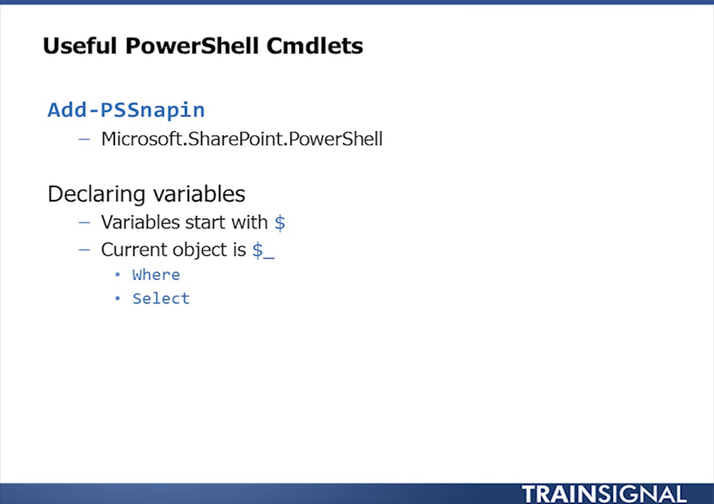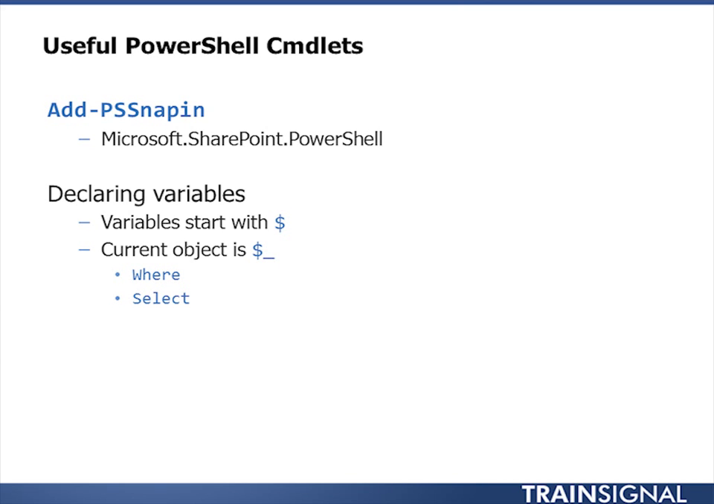The last little thing that I want to highlight before I take a look at how we could do a little bit of PowerShell is how to declare variables. And we declare variables just by simply starting with a $ sign. Now if you want to access the current object, for example as part of a Where statement, you can do that by using $_. And that's just hard-coded into PowerShell.